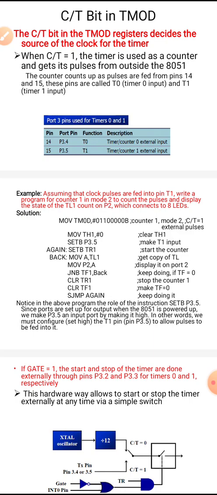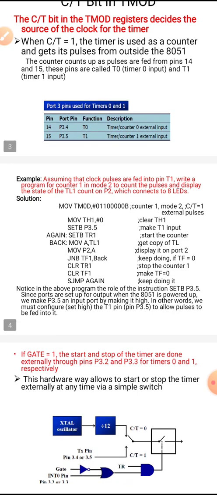Next we are clearing TH1. Next, set bit 3.5. We are going to make the pin of T1 an input pin. Making it an input means we set it to 1, output means we make it 0. So it is set bit 3.5. Next, start the counter. Start TR1, set bit TR1.